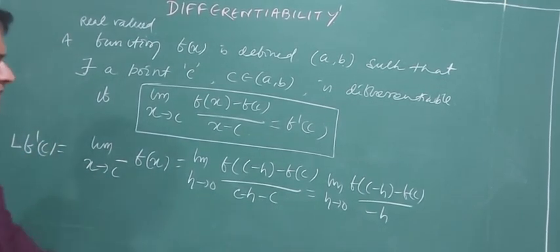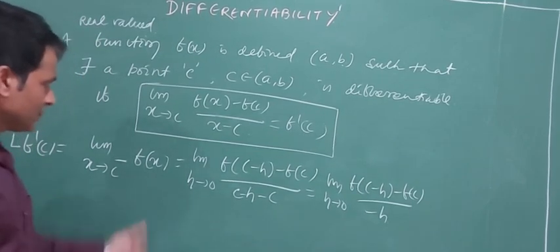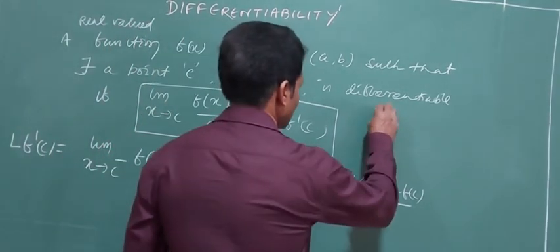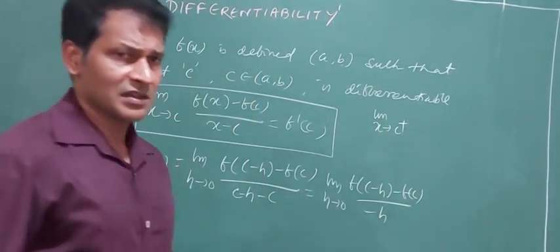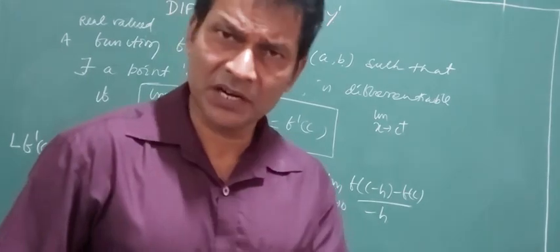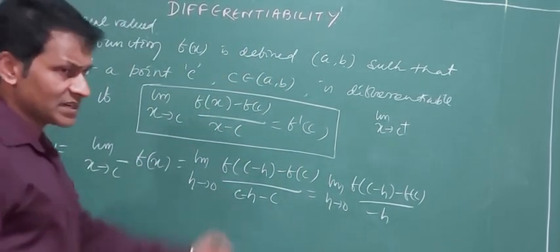Left hand derivative. Now let's go to the limit as x tends to c plus, because we know that if the limit exists, the right hand limit must be equal to the left hand limit. We have calculated the left hand limit, so let's go to the right hand limit.